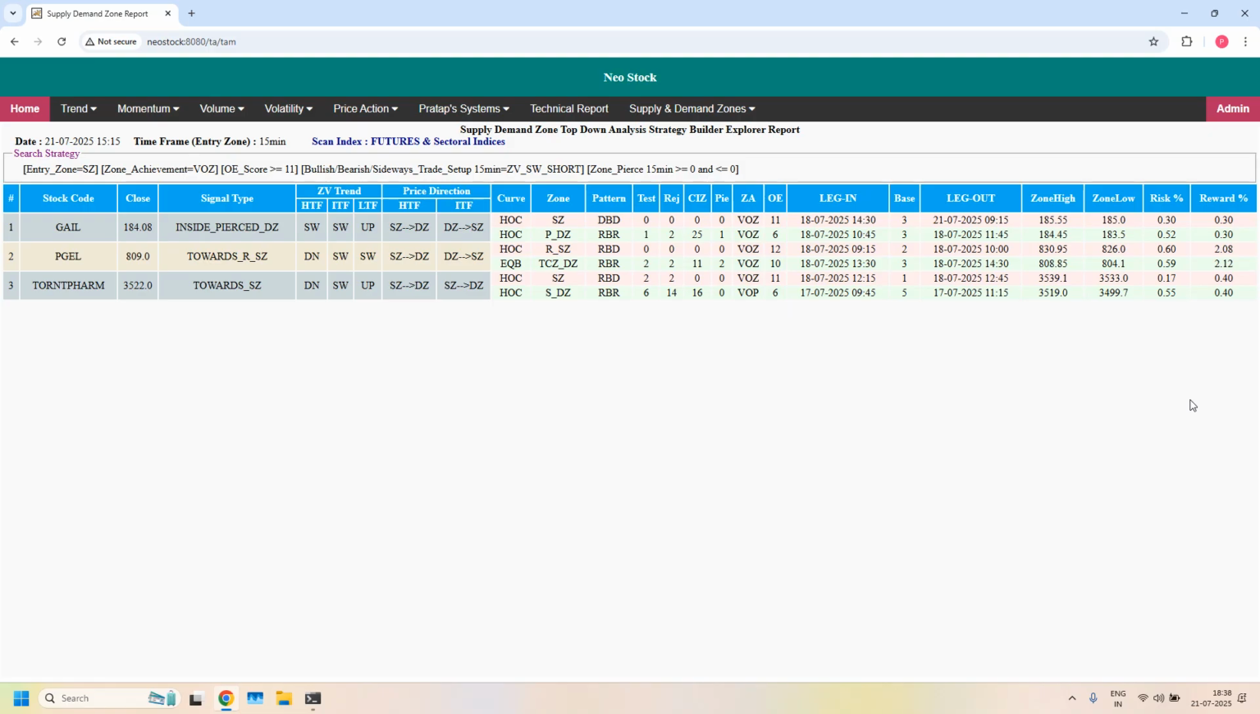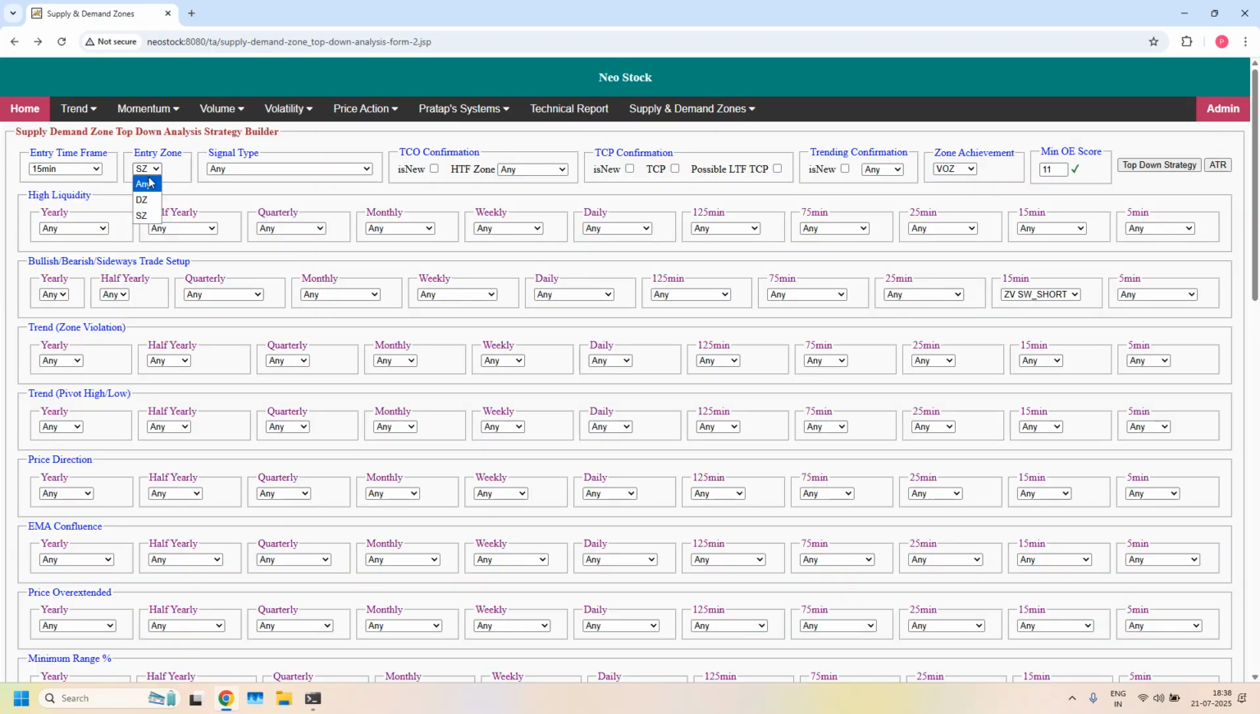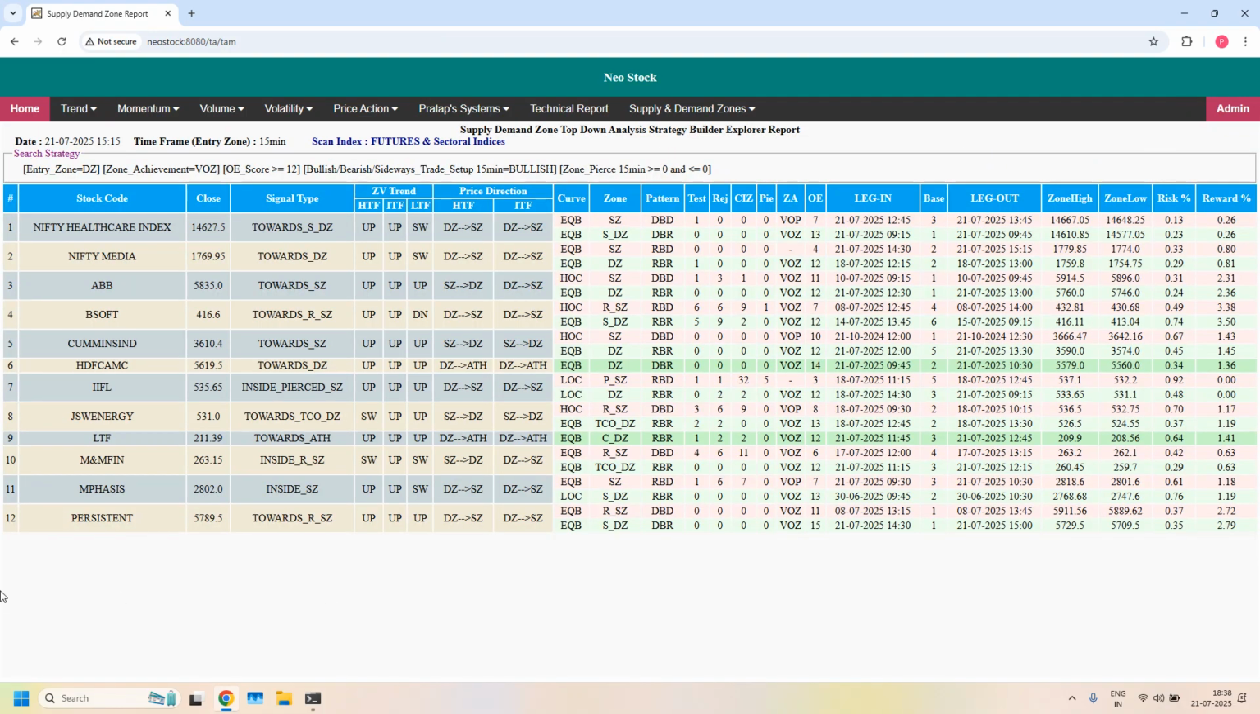Okay, next let us look into bullish trade setup for daily income trade. The changes are 15 minutes demand zone and also here bullish, and one more, minimum order enhanced score should be 12. Now all the filters are applied to 15 minutes demand zone. Let's filter. We got 12 stocks. All these 12 stocks are supporting bullish trade setup for daily income trade, and entry time frame zones are 15 minutes demand zones. So total we got 12 stocks.